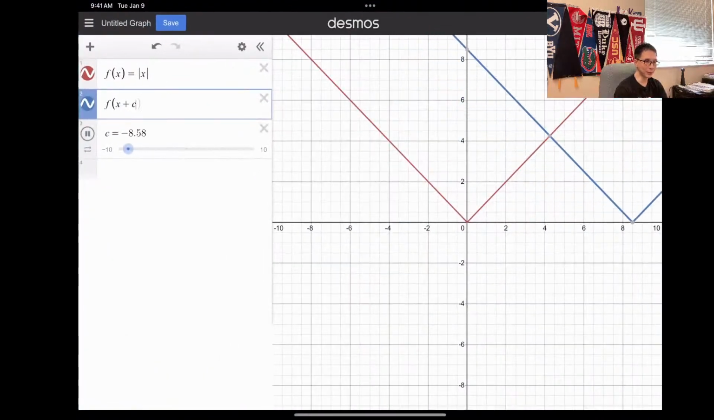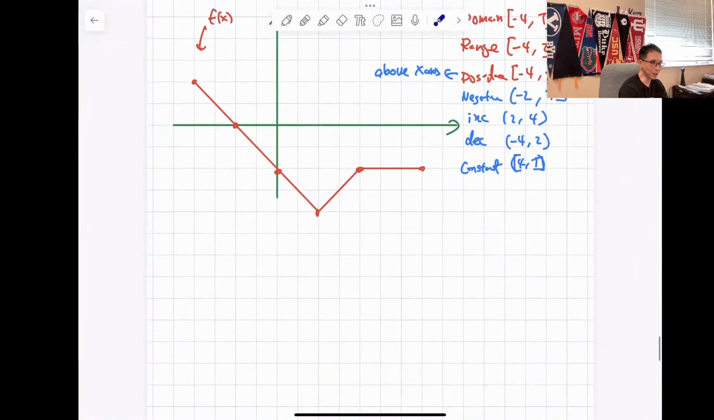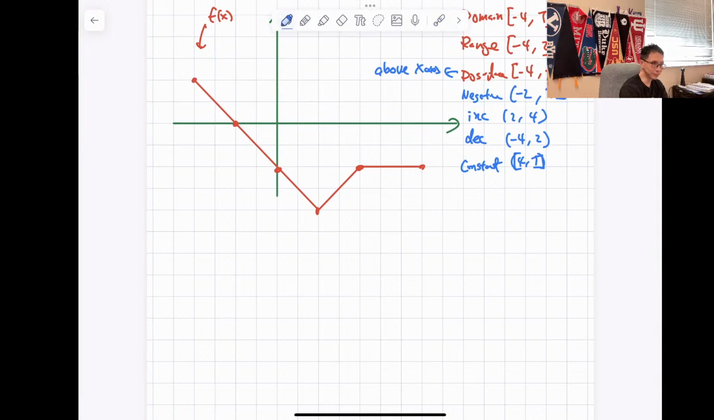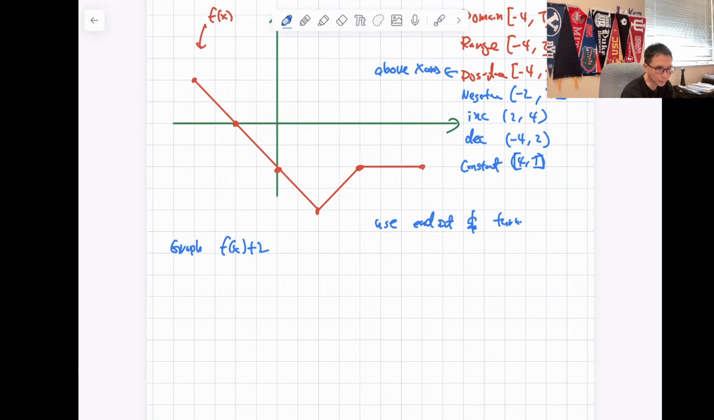Now, imagine if I asked you to graph f of x plus 2. Now pay attention. All you have to do is keep the endpoints and turning points. Use the endpoints and turning points.